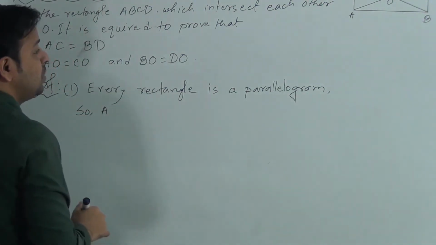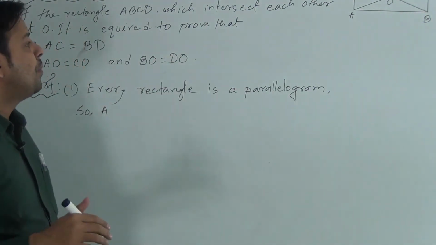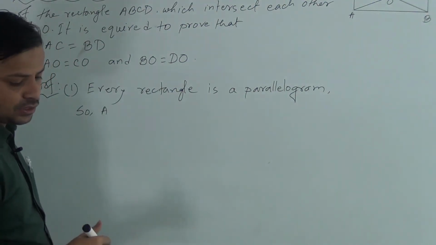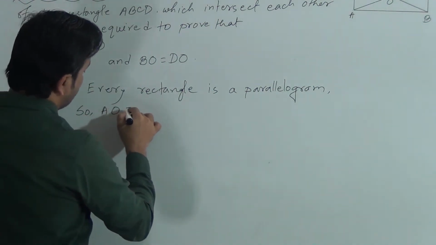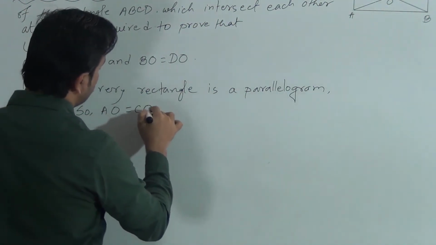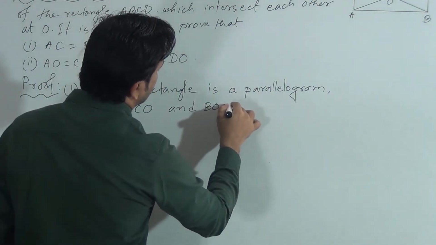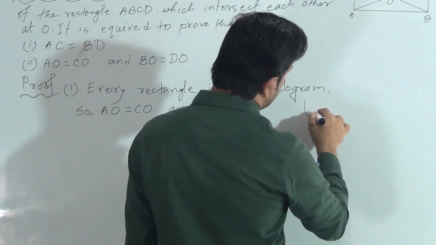As we know, the diagonals of a parallelogram bisect each other. So, the diagonals of a rectangle also bisect each other. So, we can write here AO equal to CO and BO is equal to DO. This is done for the reason.